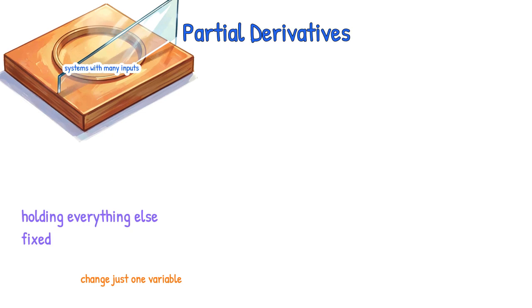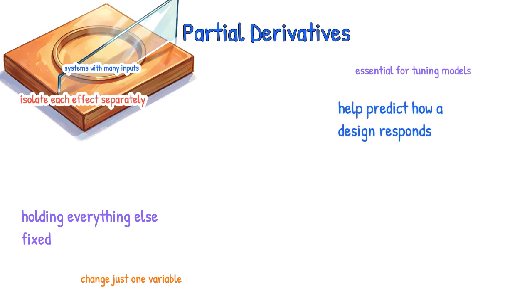For example, if a company wants to know how profit changes with price and advertising, partial derivatives let them isolate each effect separately. In machine learning, they are essential for tuning models. In engineering, they help predict how a design responds when one parameter changes.